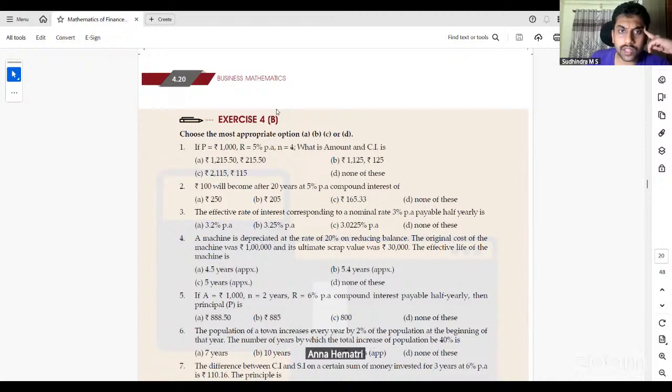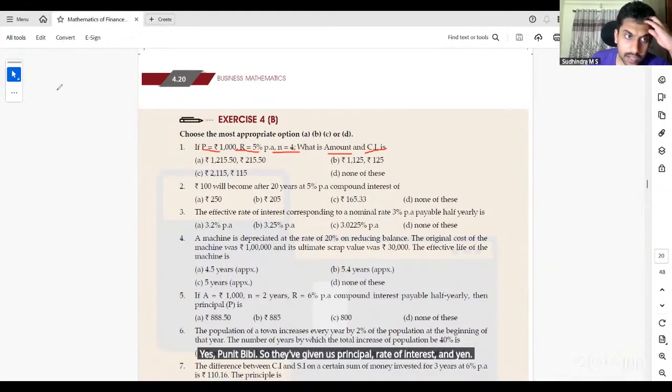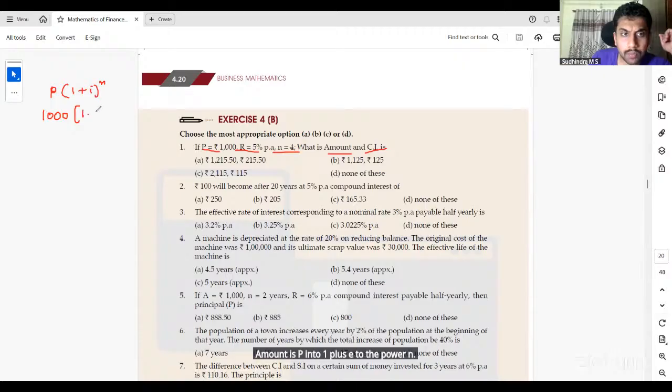Fine. So what have they given us? Yes, Srinitya. Yes, Puneet PV. So they have given us principal, rate of interest, and N. Amount and compound interest is what we have to calculate. Amount is P into 1 plus I to the power n. 1000 into 1.05 to the power 4, because R is 5%, so I will be 0.05 and N is 4.